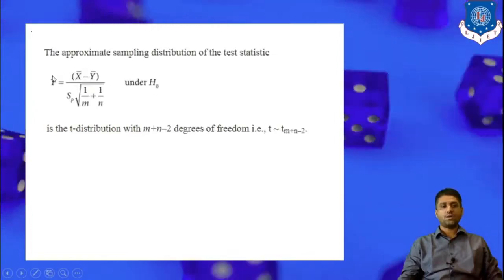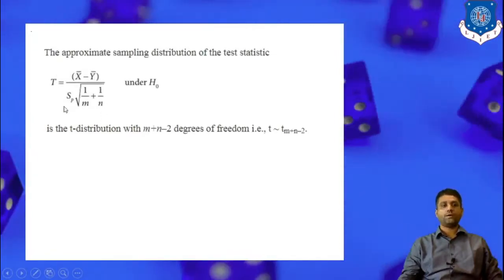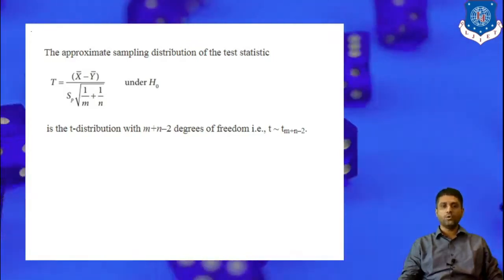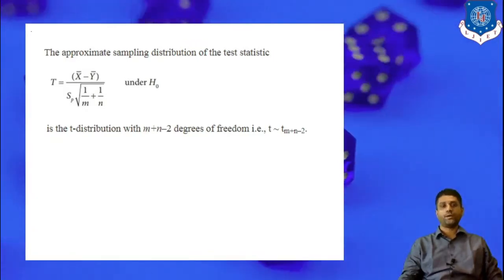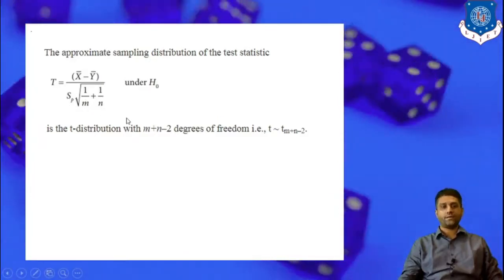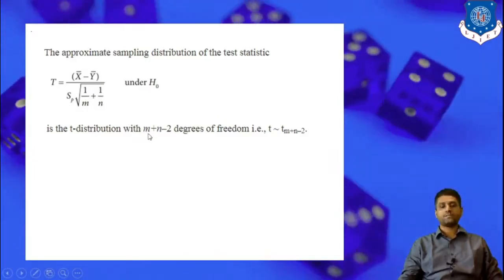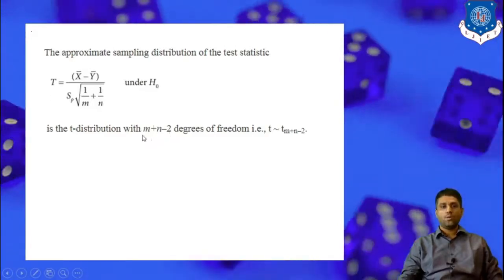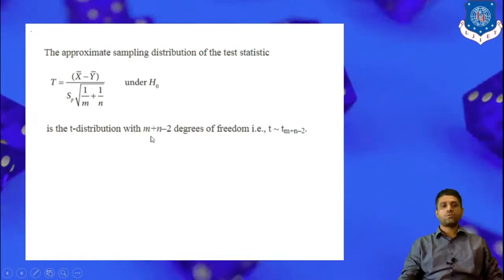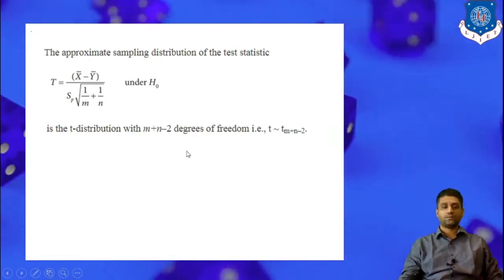Now, on the basis of the previous slide, we have to calculate the value of the T statistic. This is known as the observed T value, sometimes also known as the calculated T value. By solving this, we have to get the calculated T value whose degree of freedom is m plus n minus 2, where m and n are the total number of observations in population 1 and population 2 respectively.